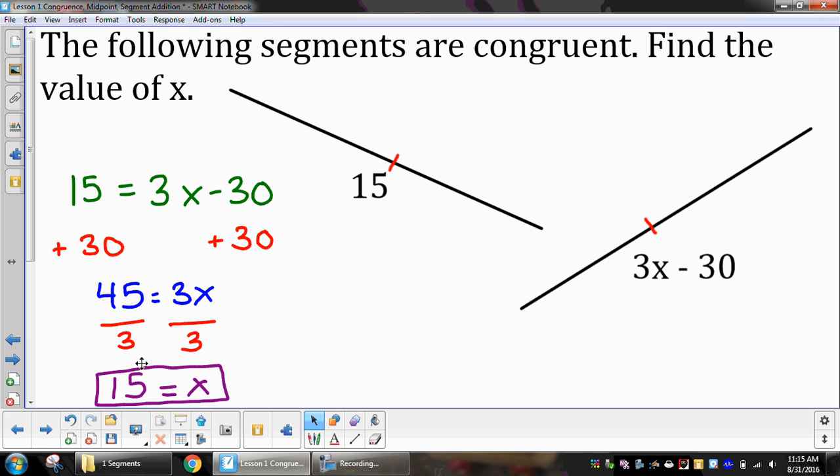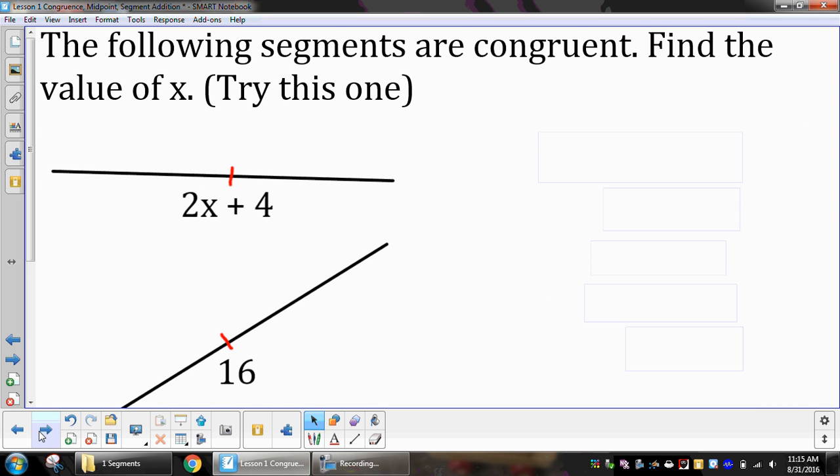So again, I just took the length of one, put an equal sign, and took the length of the other one, and then I have an equation that I can solve for x. So go ahead and try and replicate that right here.